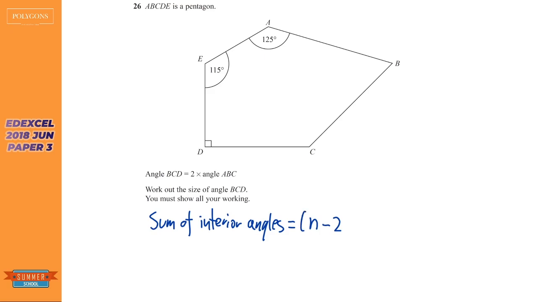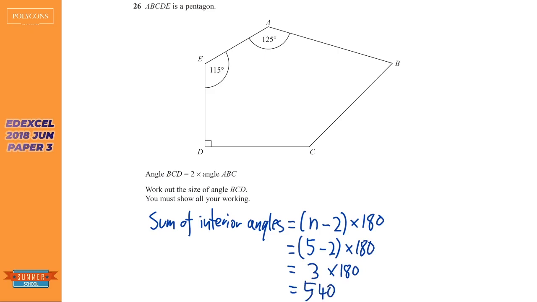Then what did we do? Well, we times it by 180. So let's do that. 5 take away 2 is 3, times 180, and we know that that's going to be 540. Okay, so that's the sum of the interior angles.